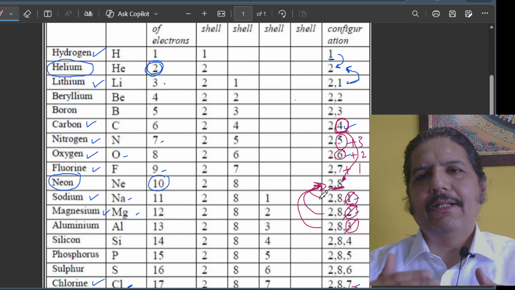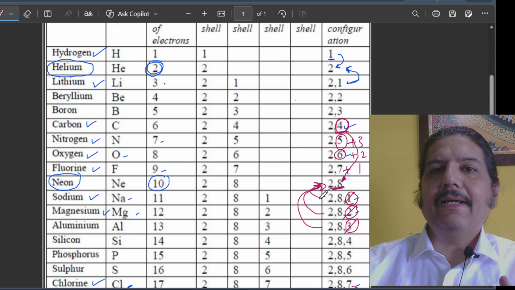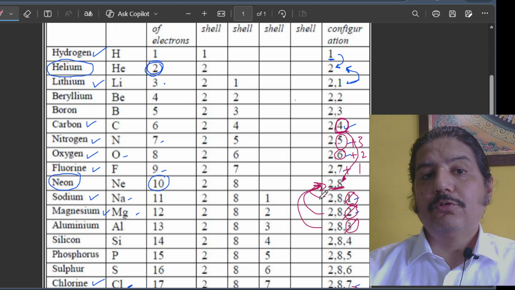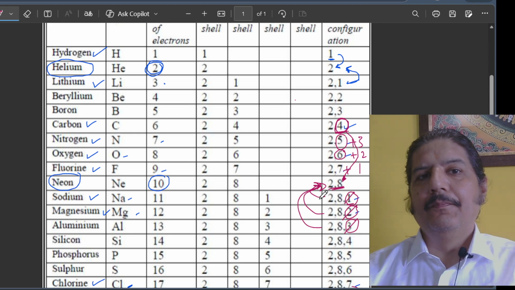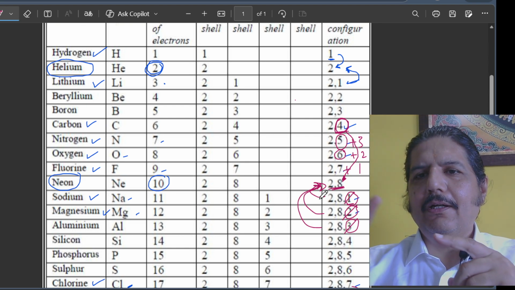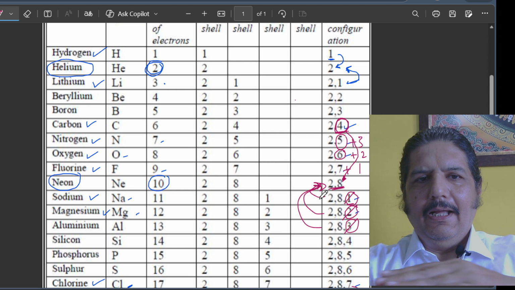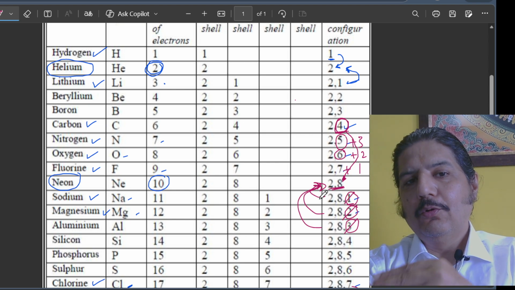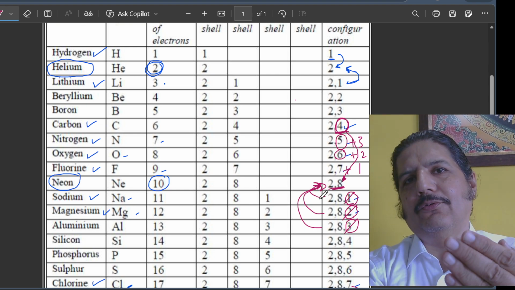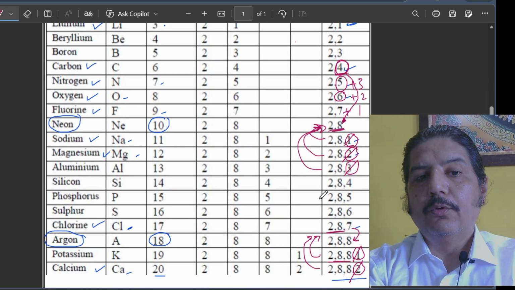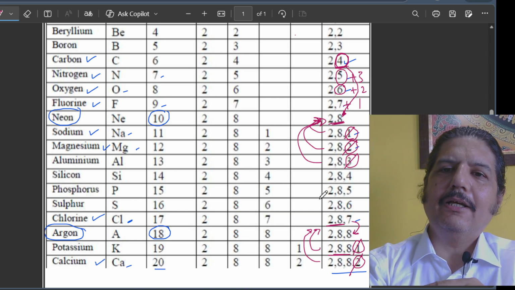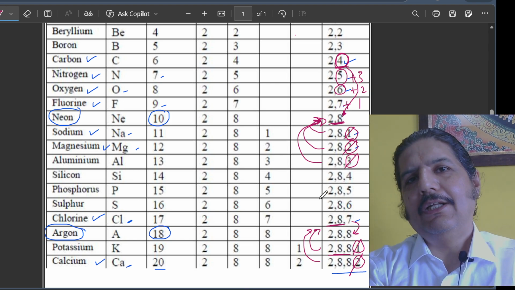So for example, I have taken the example of lithium. Lithium wants to be like helium. If you look at electronic configuration, beryllium wants to be like helium. Boron wants to be like helium. Now lithium, beryllium, boron, how can they be like helium? They can be like helium by losing 1, 2, 3 electrons. Nitrogen, oxygen, fluorine, how can they be like neon? They can be like neon by gaining 1, 2, 3 electrons. Hope this is making sense. Sodium, magnesium, aluminium want to be like neon. How can they be like neon? They can be like neon by losing 1, 2, 3 electrons.